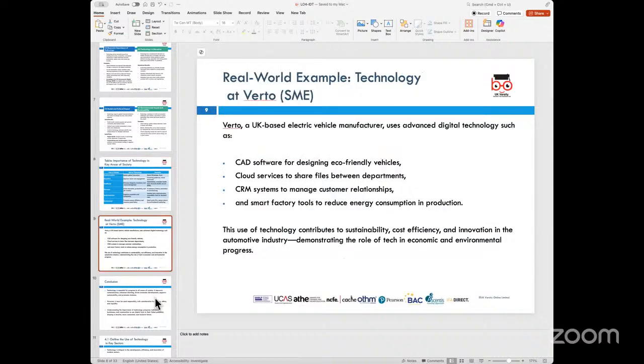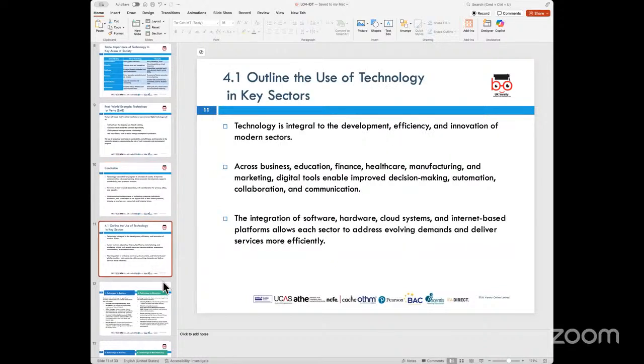So in the first assessment criteria, what we want to understand is how technology is being used in key sectors. And when I say key sectors, we are looking at business, education, finance, manufacturing. When we talk about banking, it's related to finance. When we talk about car manufacturing or electric vehicles, it's related to manufacturing. If I talk about education, online learning, e-learning is basically that example. If I talk about businesses, the use of video conferencing equipment is essentially saving costs, time, and travel.